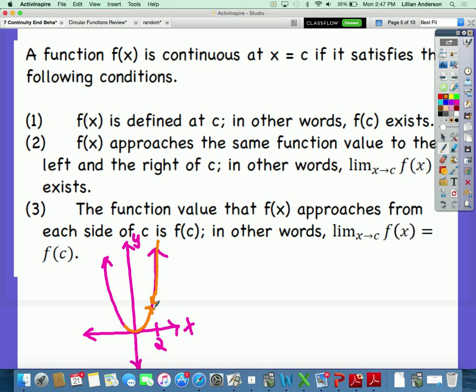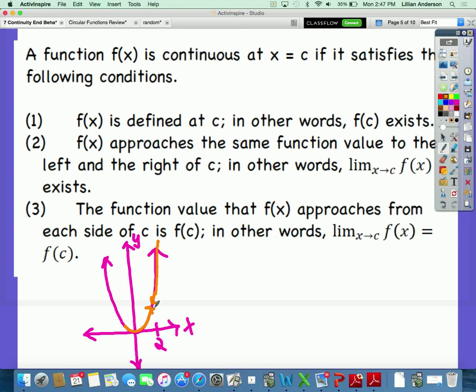It actually exists. There's no hole, no gap, nothing. Lastly, the function value that f of x approaches from each side of C is f of C. In other words, if I'm approaching from the left and the right, whatever that number is, it's the same number I got when I evaluated the function at C. That's how you know a function is continuous or not. It has to fit all three of those.